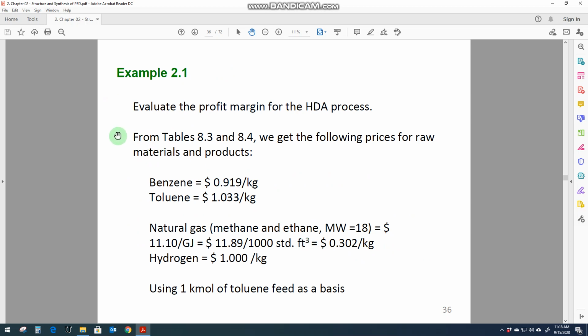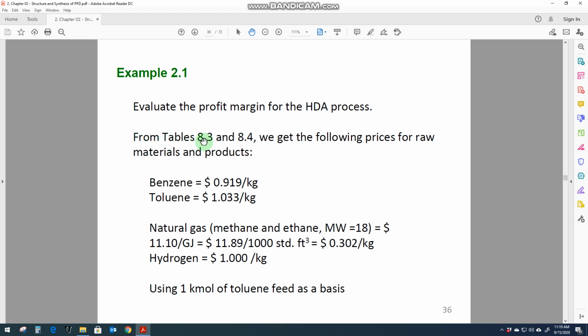Now here, from table 8.3. This table 8.3 is from your book. It is given on page 212, and it gives you information about the price of utilities, maybe pressurized air, steam, electricity, or any fuel. You can follow this table and get the prices of the utilities. Table 8.4 will give you information about the price of the chemicals. So using these two tables, we will see what the profit margin of the hydrodealkylation process is.